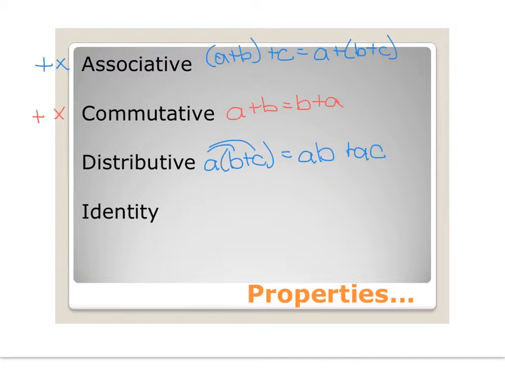And last but not least, we have our two identities. Remember, we have an identity for addition and an identity for multiplication. Identity means that you get the exact same number back. So if I start with some number, we're going to call it A, and if I add 0 to it, we get A back. Similarly, when we multiply, if I multiply by 1, I get that A back. So that's why it's called the identity property, because you get the exact same number or variable back.